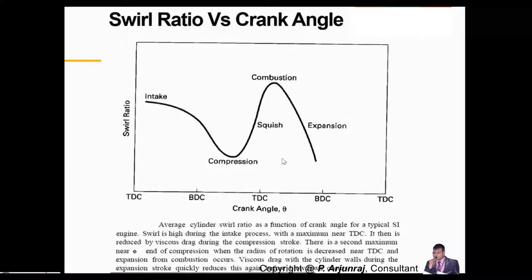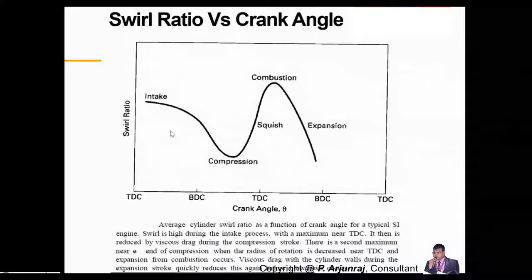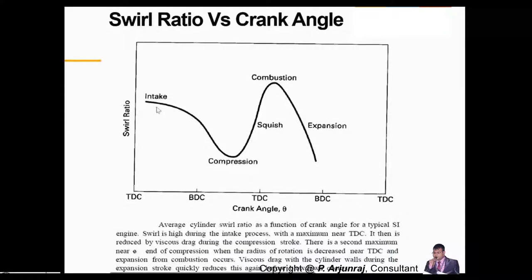Swirl ratio is basically a dimensionless parameter which is used to quantify the rotational motion within the cylinder. And this swirl ratio is also defined in two different ways, with respect to the angular speed, engine speed, and again the swirl tangential speed, average speed, etc. So I'm going to take the swirl ratio on the y-axis and the crank angle on the x-axis. You also know that you're going to have the intake, compression, power stroke, basically the compression and then the expansion.